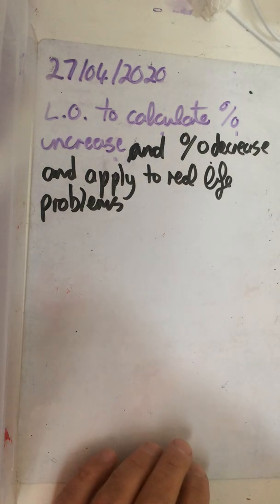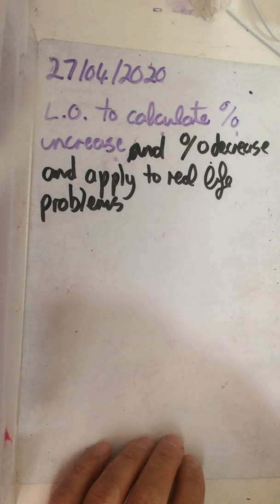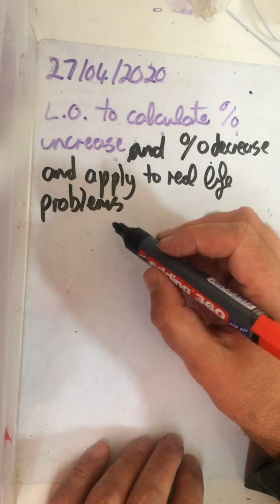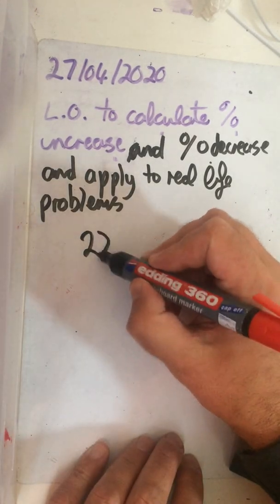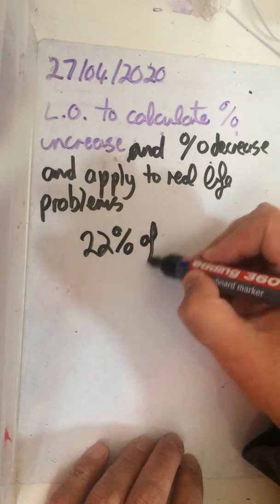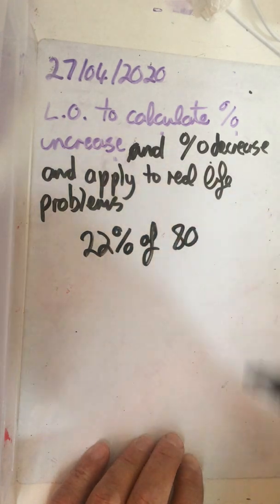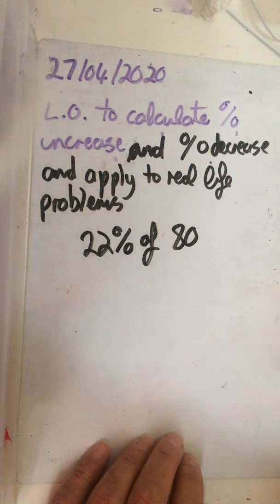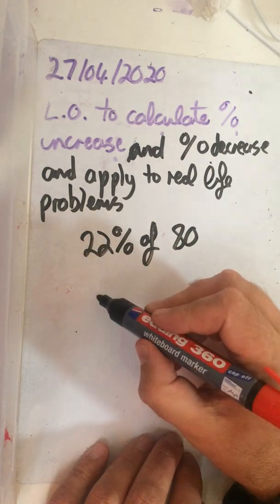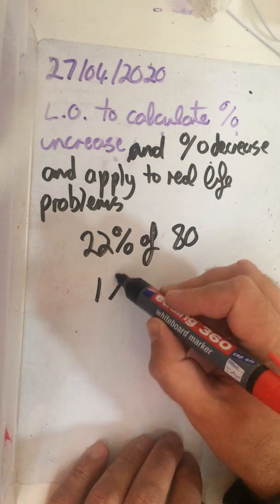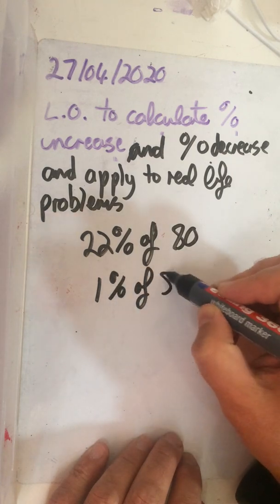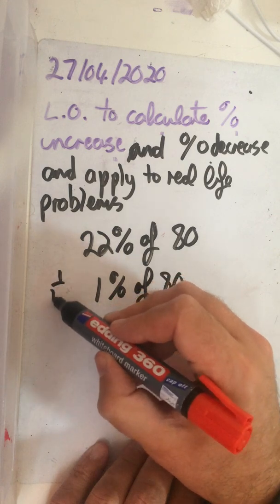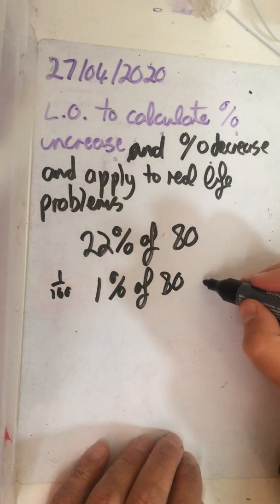Right. Okay. So today we're going to be looking at percentage increase and percentage decrease, but we'll just start off with a little reminder from the last lesson. If you wanted to find 22% of 80, the way I showed you yesterday is you'd find 10% and go from there. But I'm just going to show you another way of doing it today, and that is to find 1% first. Find 1% of 80. Remember, 1% is the same as 100th, so you divide 80 by 100.